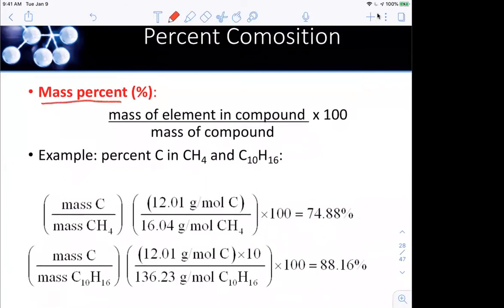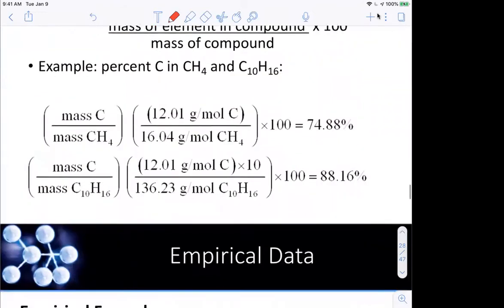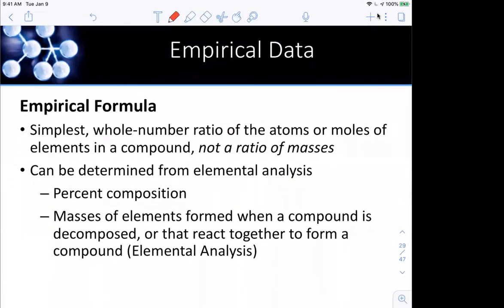So this is my formula. My mass percent can be calculated by taking the mass of the element in the compound divided by the mass of the compound and multiplying that by 100. So we just went over these 2 examples. There's another way I can do this. I can calculate the empirical formula based on experimental data.